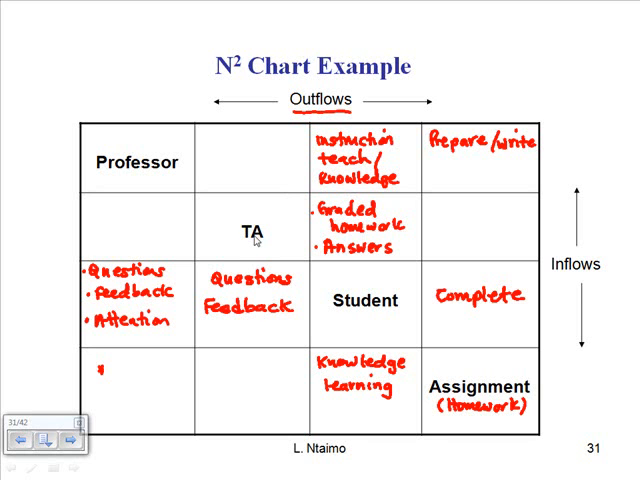How about the TA and the professor? The professor can provide assignments to the TA, for example, grading assignments. And then the TA provides the professor with graded assignments or homework. Okay. Anything else?